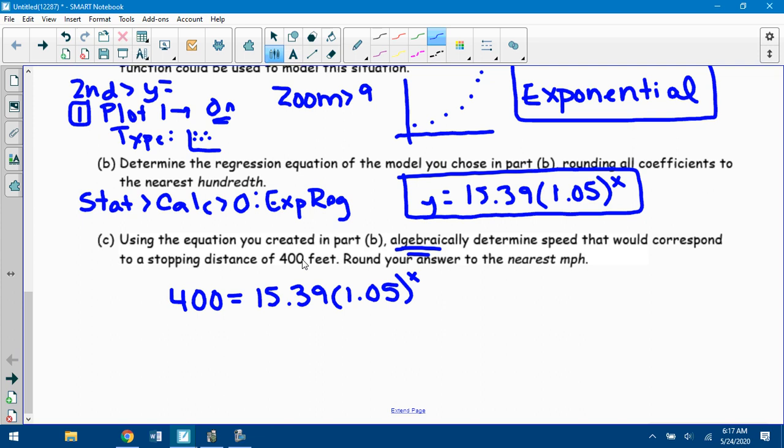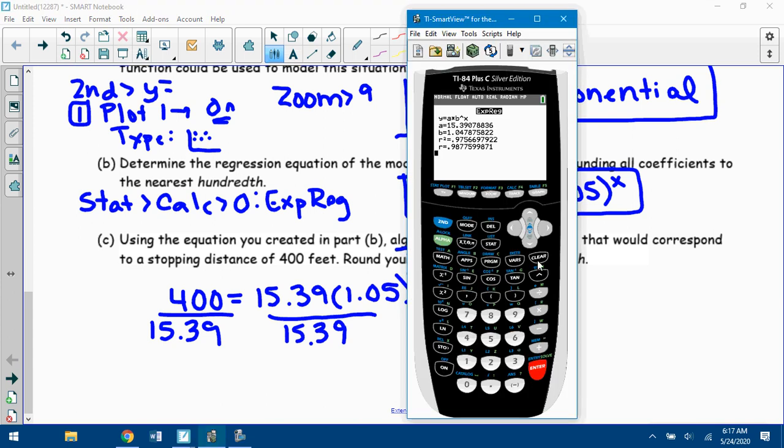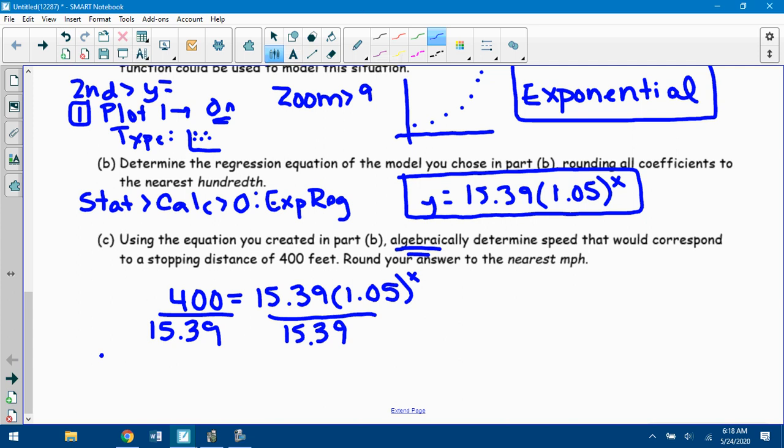What's the first thing I would do to try to get x alone here? Yeah, you can't multiply this in, remember, because the 15.39 doesn't have the x on it, but you can get rid of it by dividing. So we divide this by 15.39. Let's see what that is. 400 divided by 15.39 gets me that big number, 25.99 dot dot dot equals 1.05 to the x.